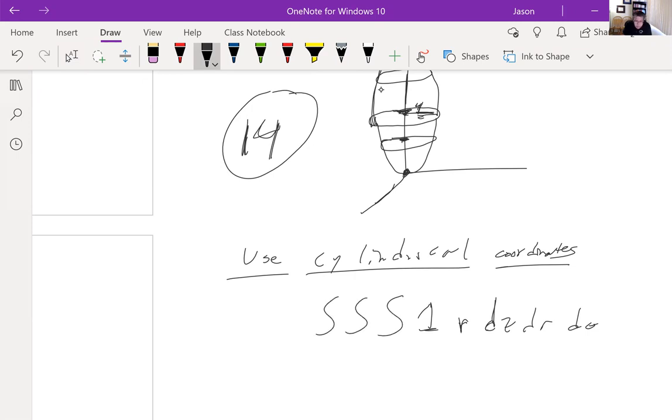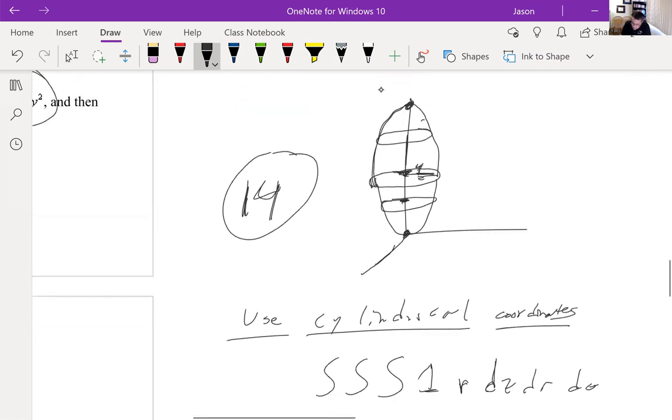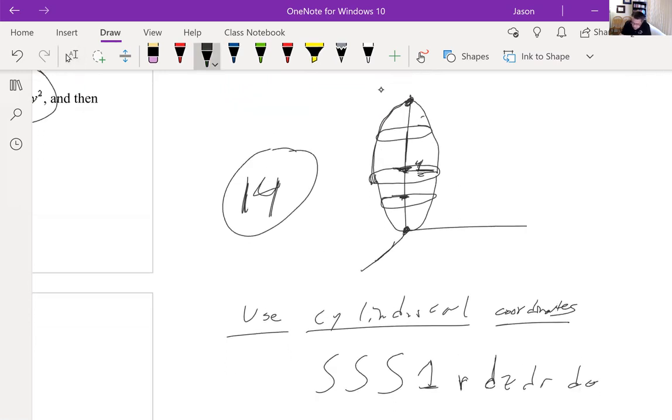Okay, so what's Z going from? Z is going to go from what to what? Well, what does Z go from? And you might think, well, it's just going from 0 to 8. Well, sort of, but not really.